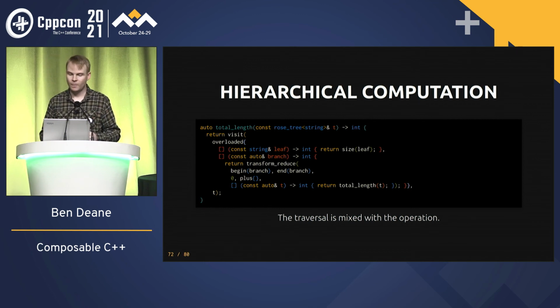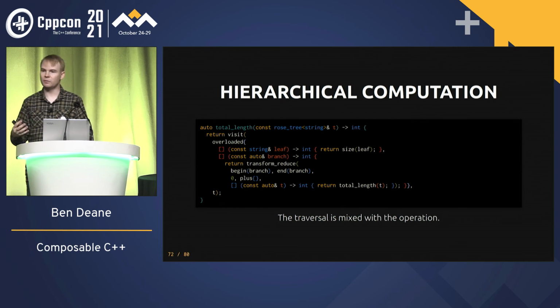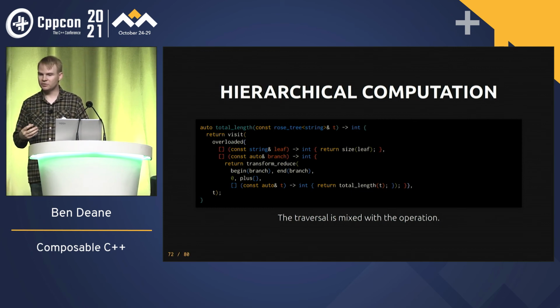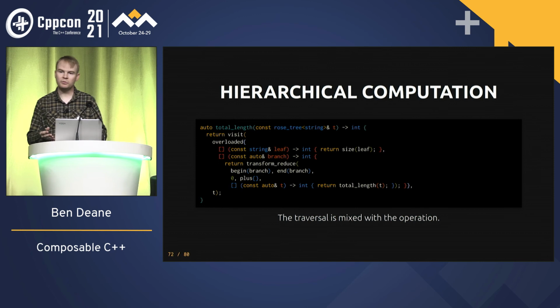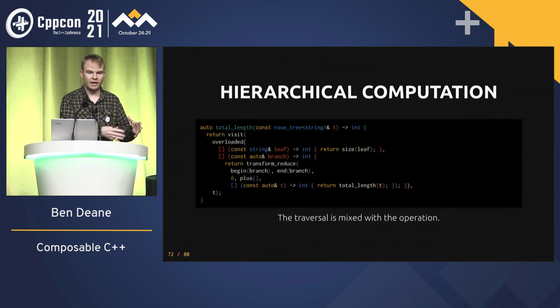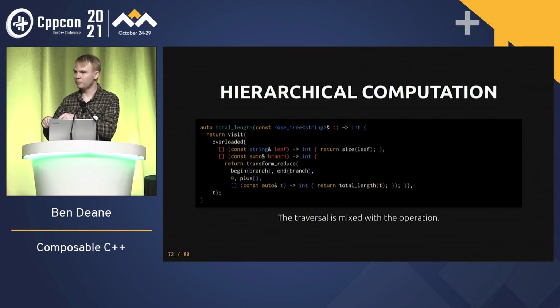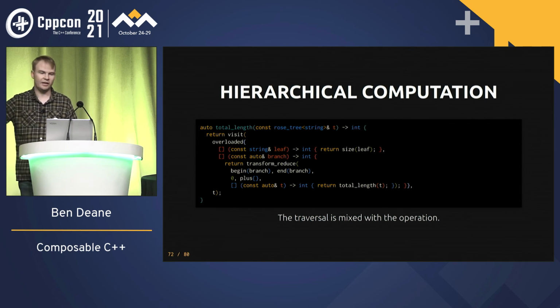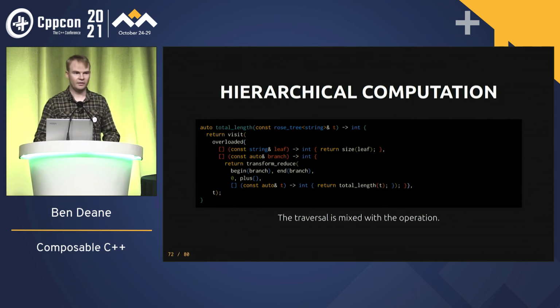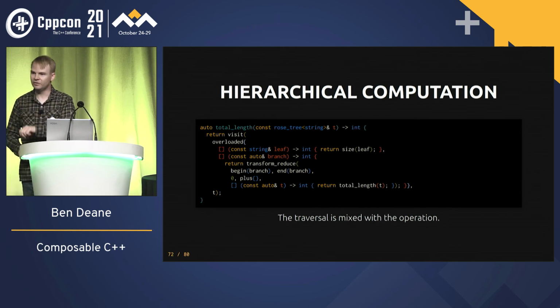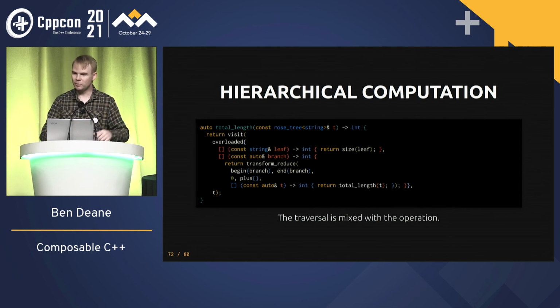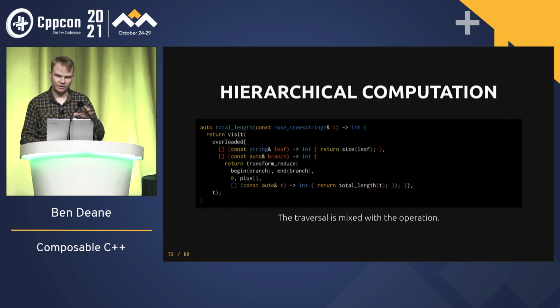Seems straightforward. But what's wrong here is that we've mixed up concerns. This function does both the traversal of the tree and it has baked into it knowledge of the operation. It says size right there. It says std plus right there. That's the operation that we're doing on the leaf and the node, but it's mixed up in the hierarchy, in the traversal.